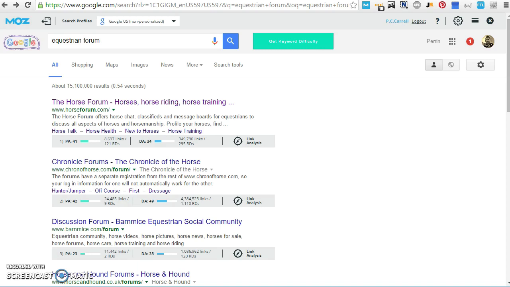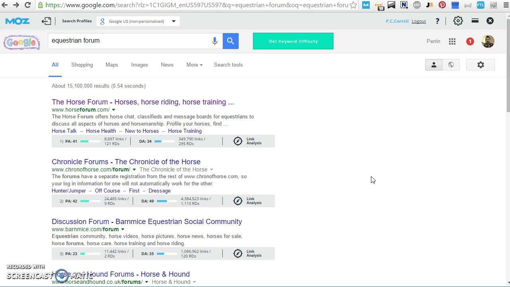So for this example, let's imagine that we have a horse site. I just typed into Google equestrian forum, turned on my Moz bar, and I'm going to go through and just find some forums with a domain authority around mine. So maybe we have an established horse site. It's been around for a year. We have a DA30 or something. Something like a DA34 horse forum is totally usable. It doesn't really matter if it's a little bit over our DA because forums are inherently weak anyway.